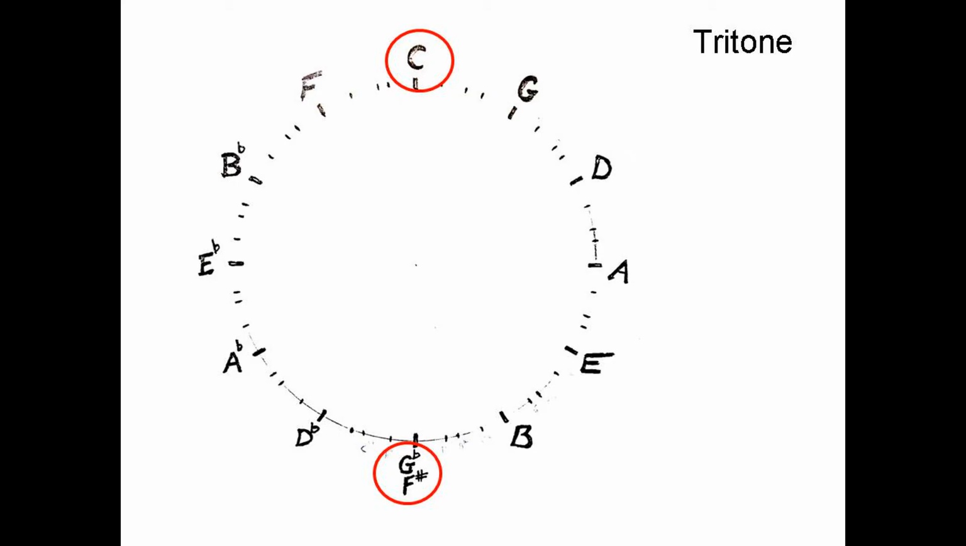If you see the circle as a clock, these 2 notes are 6 hours apart. 6 hours from C to F sharp, and also 6 hours from F sharp to C. Also on the fingerboard of your instrument, these 2 notes are as far apart as possible. It takes 6 semitones from C to F sharp. And it takes 6 semitones from F sharp to C.